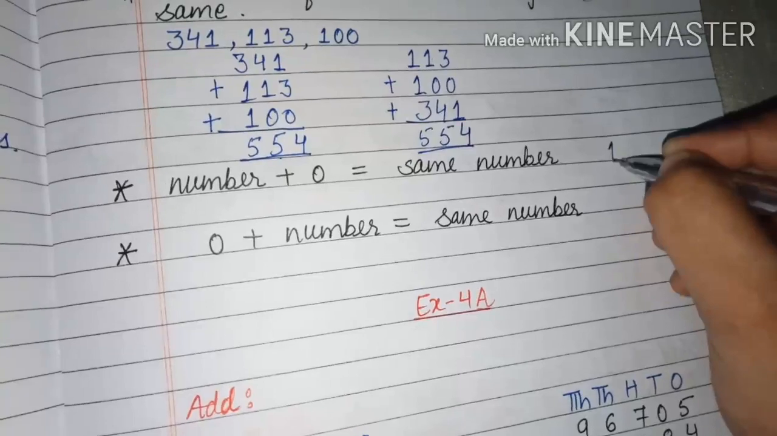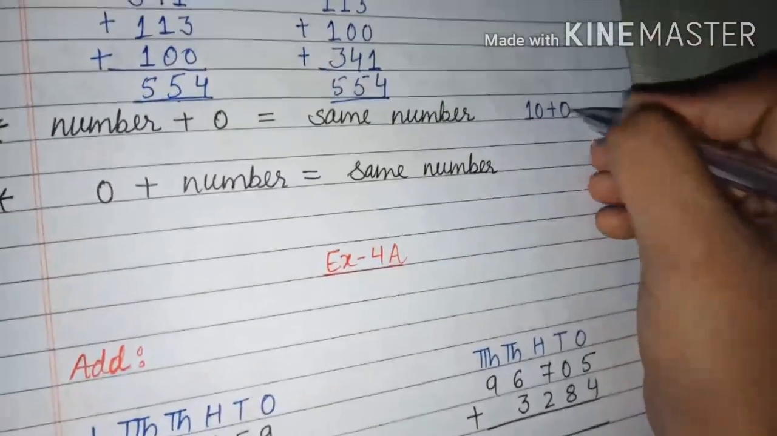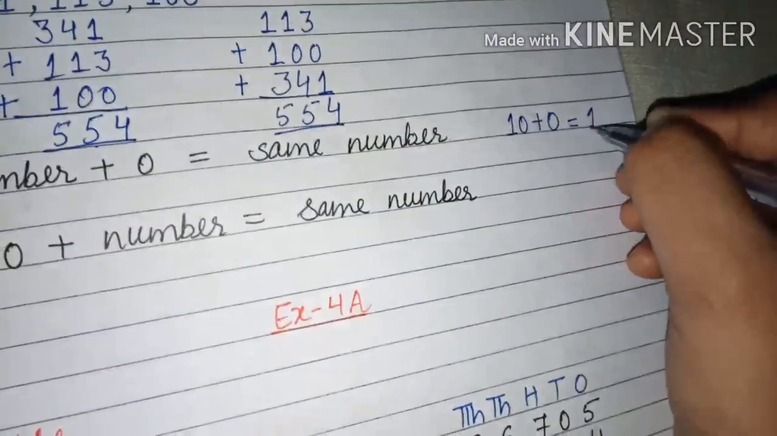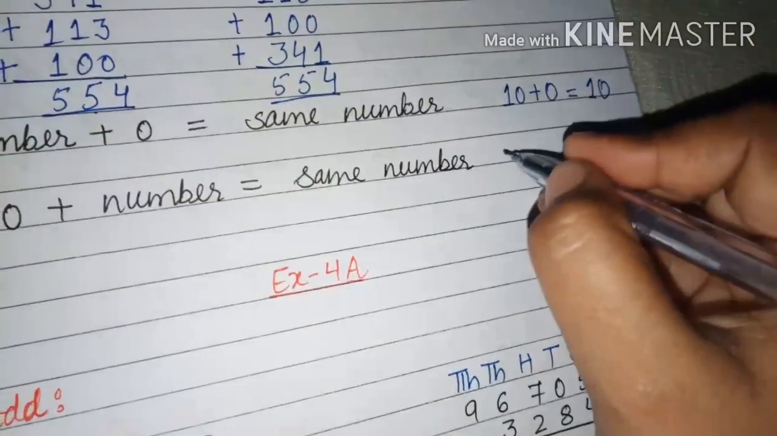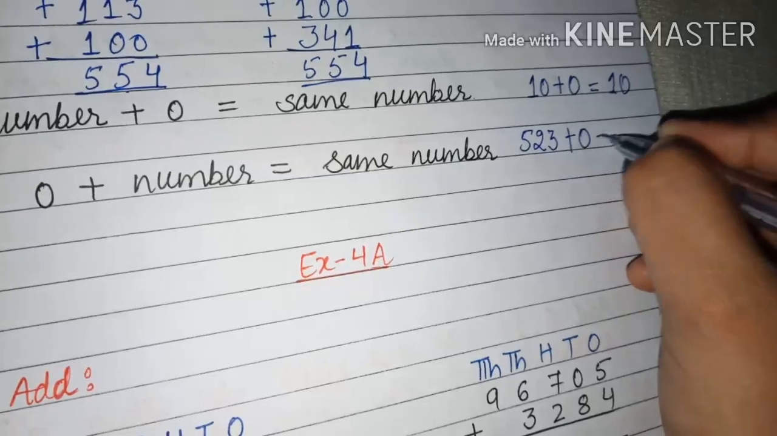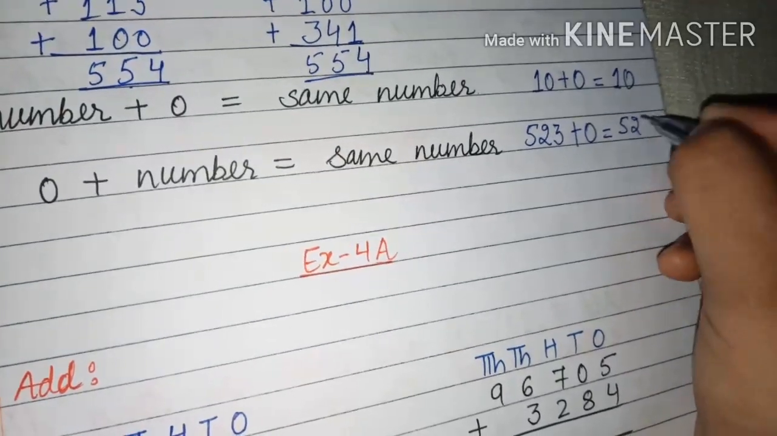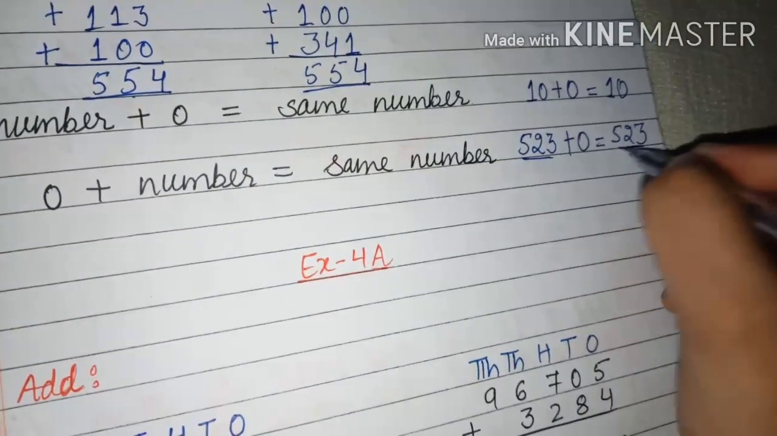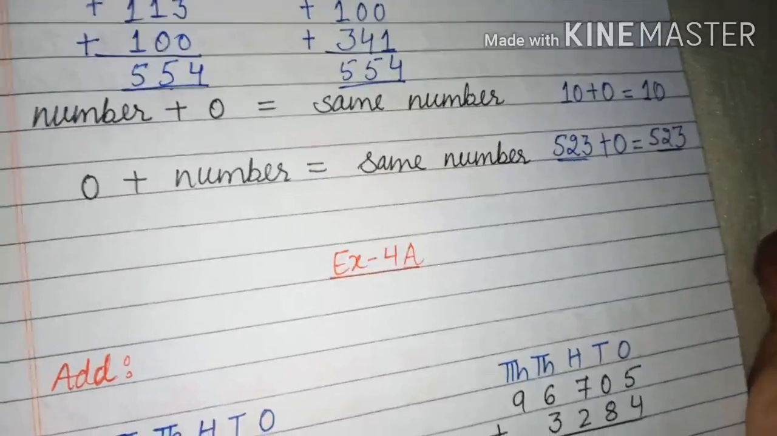Like if I am adding 10 plus 0, what will be my answer? It will be 10 only. If I am adding 523 with 0, what will be my answer? It will be 523 only. So the same number is our result in all the cases.